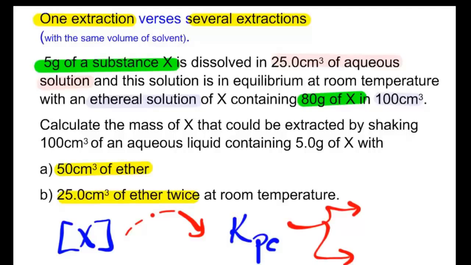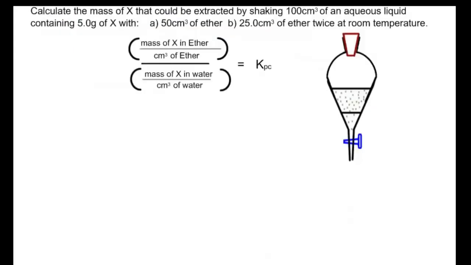We'll work out how much would be extracted by the ether if the ether was used in one go, simply 50 cubic centimeters of the ether in one go. And then we look at it in two stages using 25 cubic centimeters of ether, in other words the same total volume, but in two separate stages rather than in one stage. So let's get off and running here and use the information in the first three lines to work out the partition coefficient for X between ether and water.